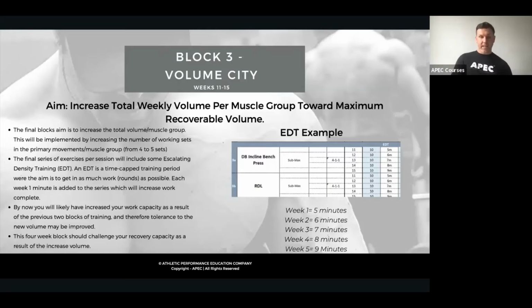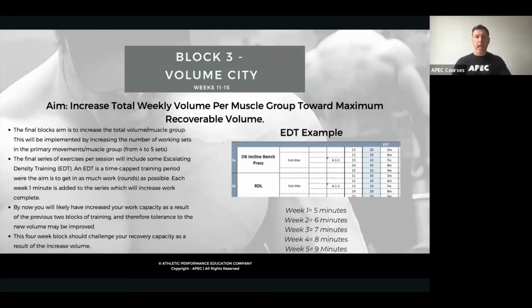EDT, which is density training, is a time-capped training period where the aim is to get as much work or as many rounds in as possible. And we're going to go through this in the program. Each week, 1 minute is added to the circuit-type training, which will increase work completed.